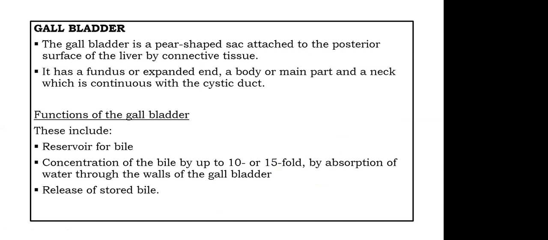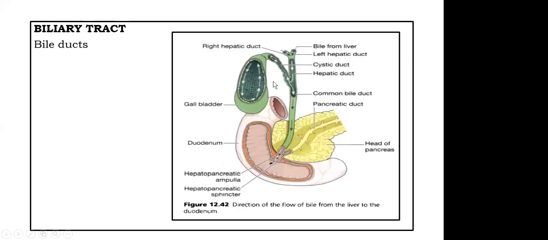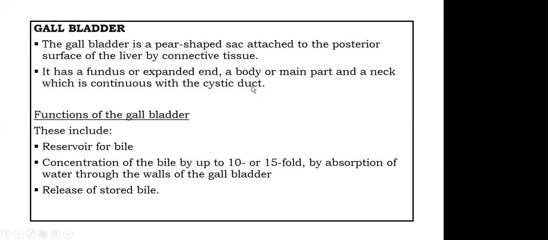Now we'll talk about the gallbladder. The gallbladder is a pear-shaped sac attached to the posterior surface of the liver by connective tissue. It has a fundus or expanded end, a body or main part, and a neck which is continuous with the cystic duct. You have seen here, gallbladder. See, cystic duct is here, hepatic duct is here. The blood supply is by the cystic artery. And there is both sympathetic and parasympathetic innervation.